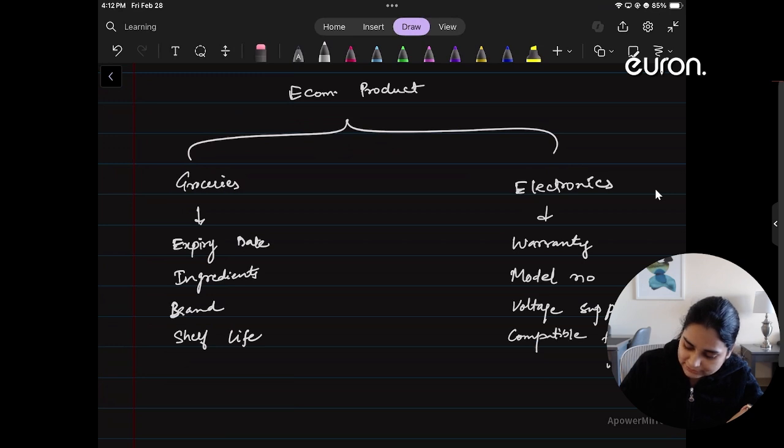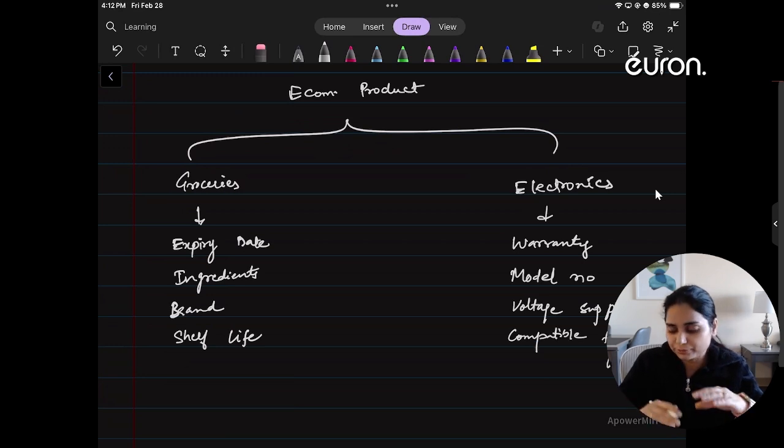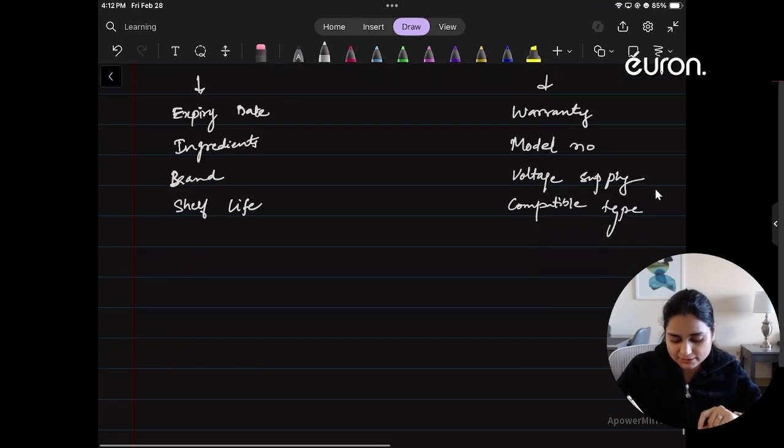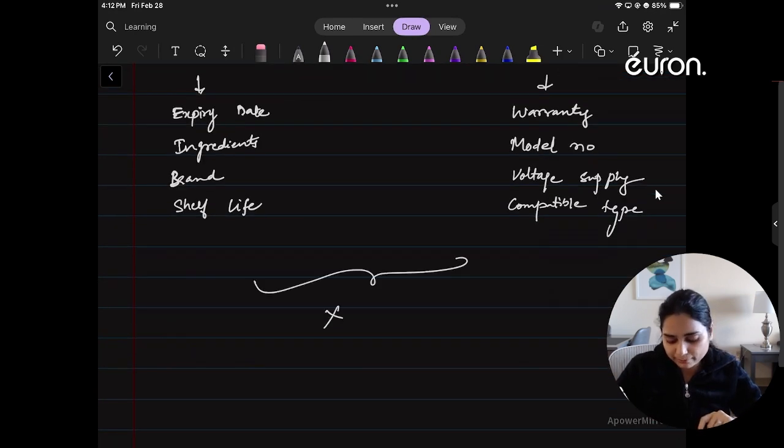So if you see, although both these products are going to be listed on the same e-commerce platform, for both of these cases we have different sets of parameters. We will have a variety of products there, and every product is going to have its own different set of attributes. So for such a case, you cannot go ahead and apply RDBMS because it's not going to have a fixed schema. Here we cannot have a fixed schema in this case.